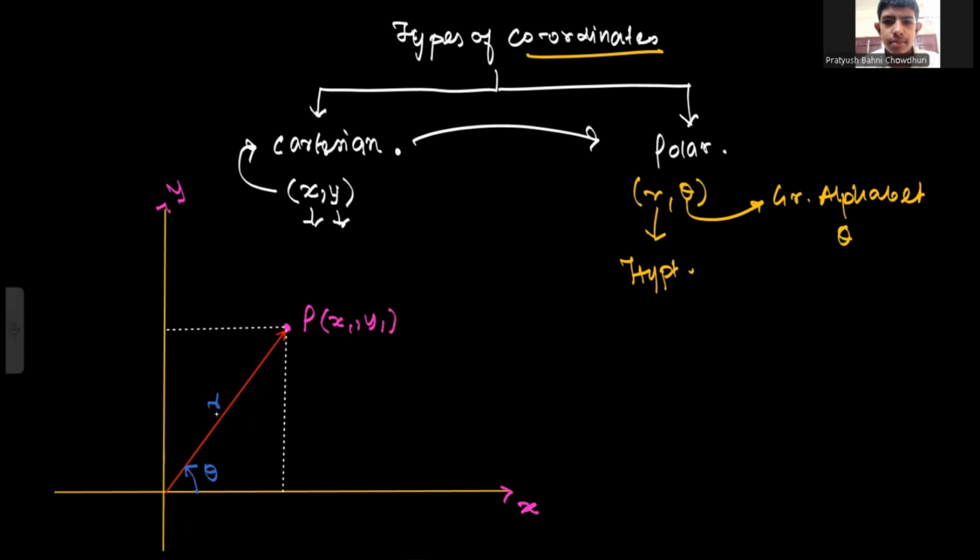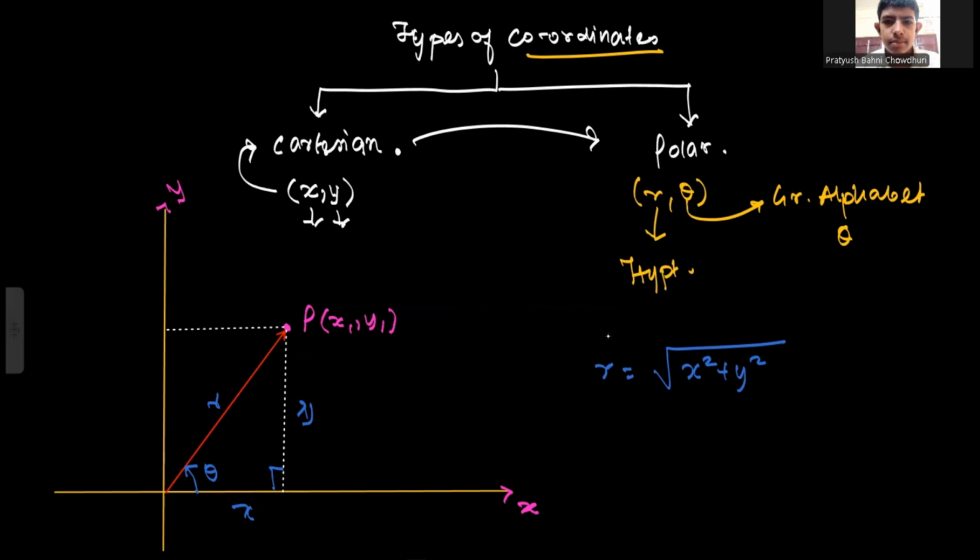So from here we get a right angle triangle. This is x, this is y. So we get r as root over x square plus y square. We found the value of r. And theta can be anything: 60, 90, 100, anything.